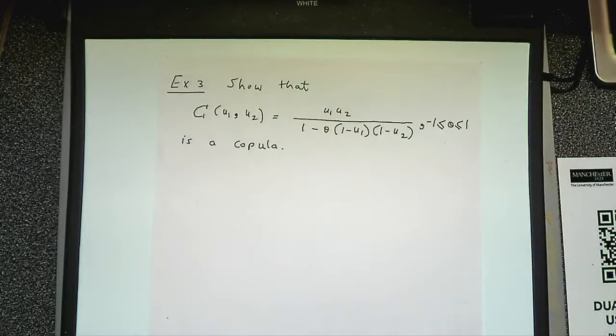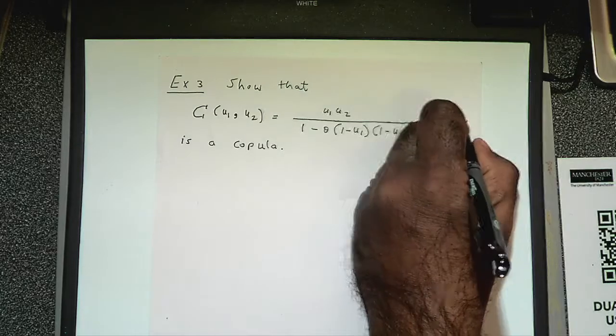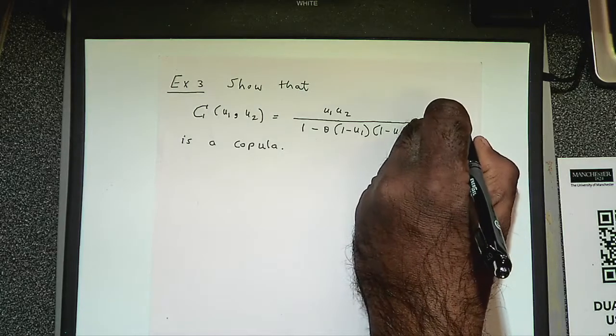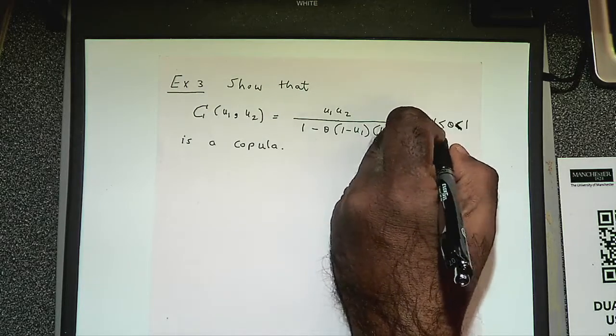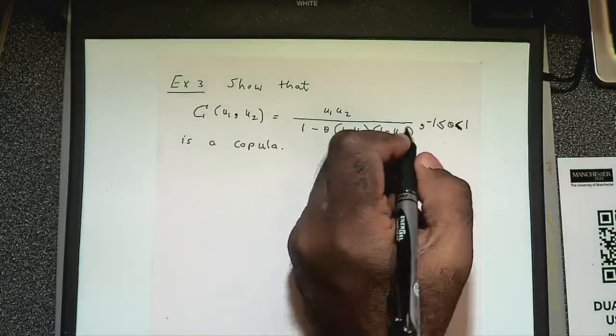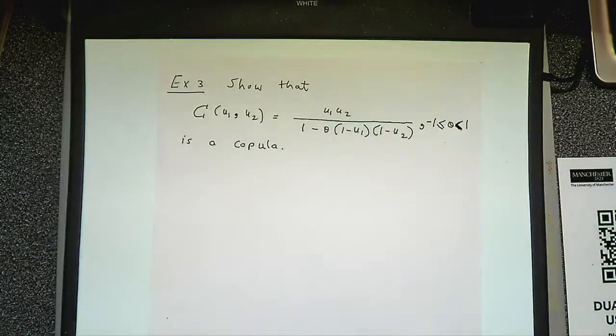Alright guys, can you try to do this please? So theta is a number between minus 1 and plus 1. Sorry, excluding 1. So it should be not including 1, excluding 1. Includes minus 1 but does not include plus 1. Okay.